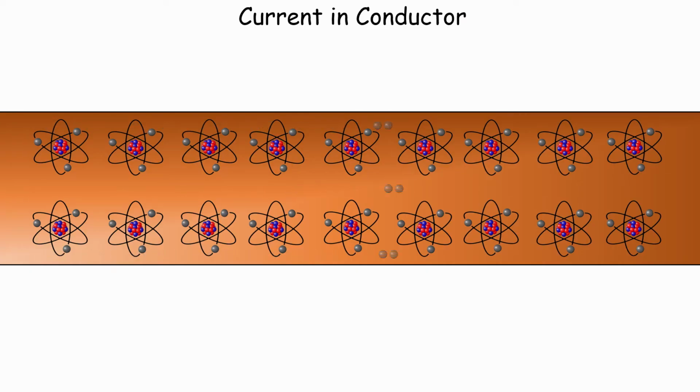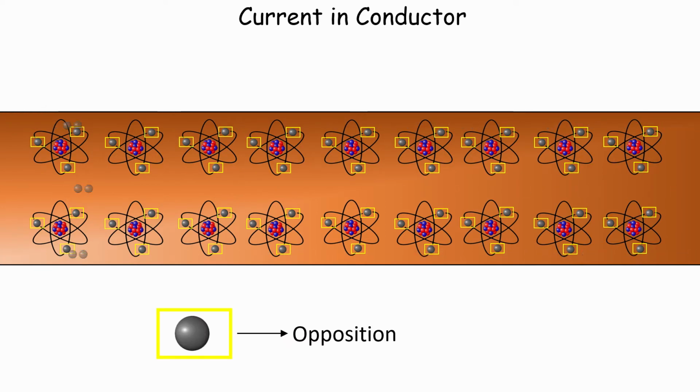So, if some amount of current is flowing through a conductor, which is nothing but the flow of electrons, the already present electrons inside the material will oppose the flowing electrons. This opposition is called resistance.